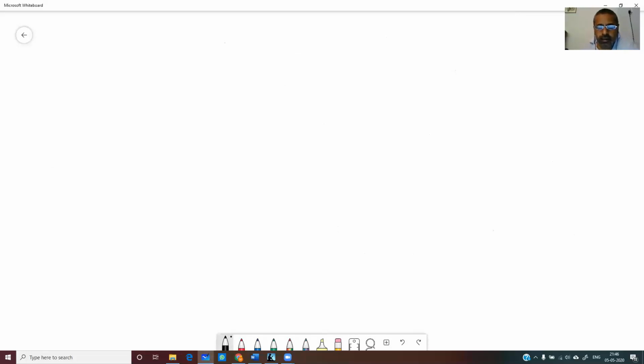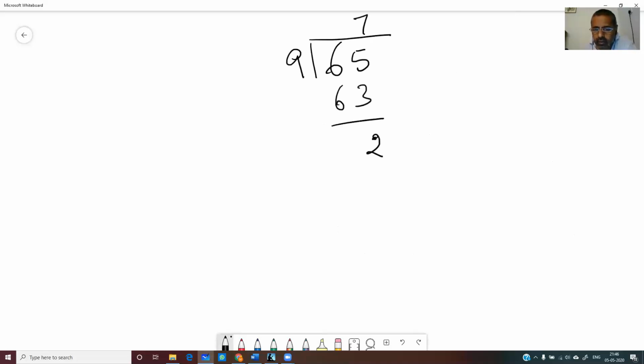Let's take a remainder. Let's take 65 divided by 9. What is the remainder? It goes 7 times, which becomes 63. The remainder is 2. This is something we know, which is very conventional. We know the remainder is 2. What does the concept of remainder mean?